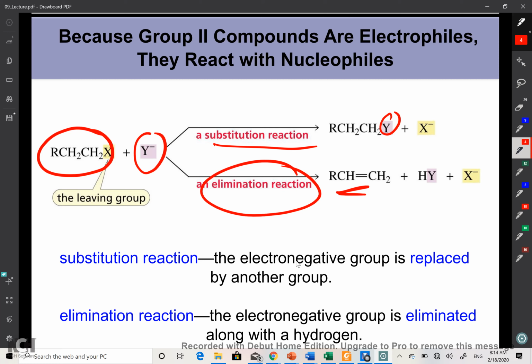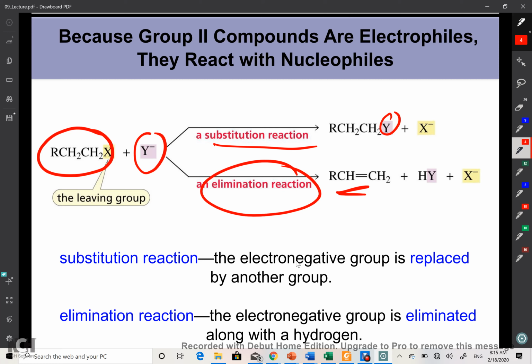Same thing with elimination. Elimination can also take place via two mechanisms. It can be an elimination 1, called E1, or an elimination 2, E2, elimination unimolecular and elimination bimolecular. So our job would be to look at what condition favors SN1, what conditions favor SN2, what condition favors E1, and what condition favors E2. That's basically what this chapter 9 is all about.